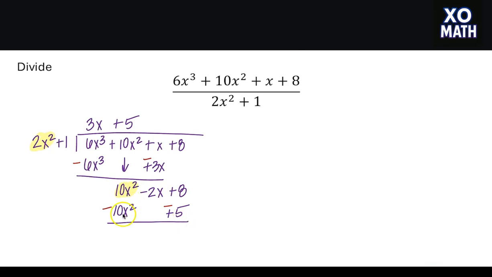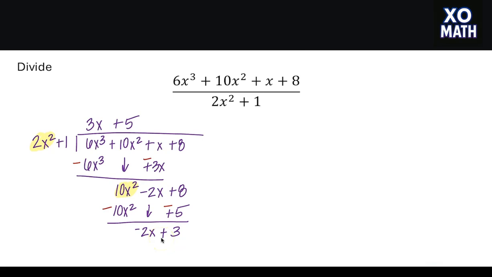And now the 10x squared, 0 out. I still have to bring down the minus 2x. And then 8 minus 5 is plus 3. So here is where I would stop and say that negative 2x plus 3 is my remainder because I can't divide 2x squared into 2x. So I can't divide something bigger into something smaller. That's when we would know when to stop.